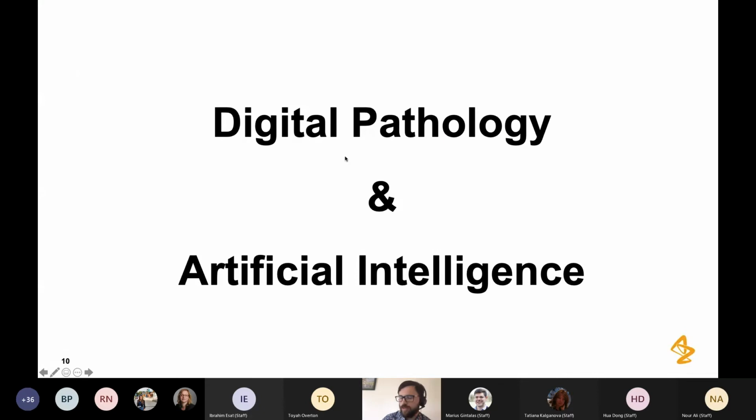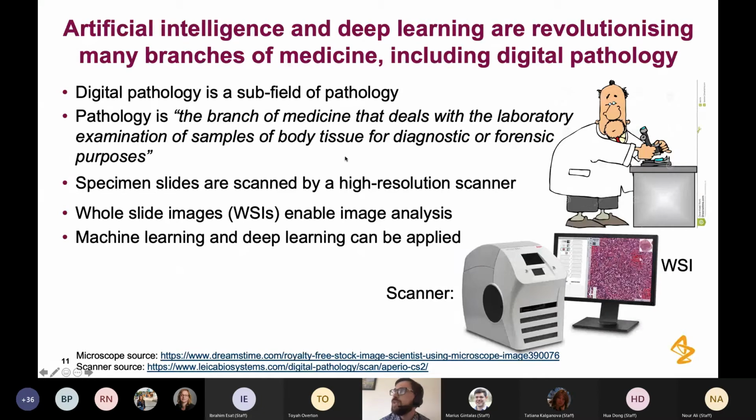Okay, so the second, digital pathology, artificial intelligence. So again, artificial intelligence and deep learning, as I mentioned, are revolutionizing many branches of medicine, including digital pathology. So pathology is important, right? Because pathology is a branch of medicine that deals with laboratory examination of samples of body tissue for diagnostic or forensic purposes. So when we talk about oncology, pathology plays a really huge part in it, since pathologists are the ones who actually examine the tissue, and they are especially trained to see whether there is cancer or no cancer under the microscope in this biopsy taken from a patient.